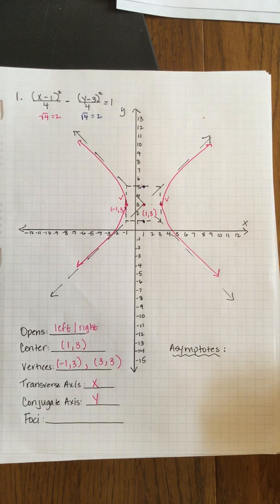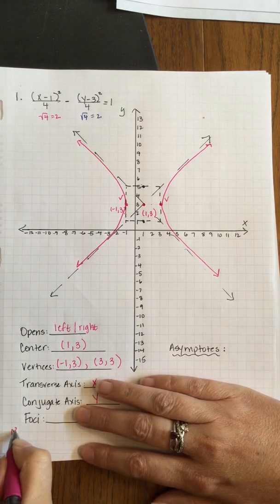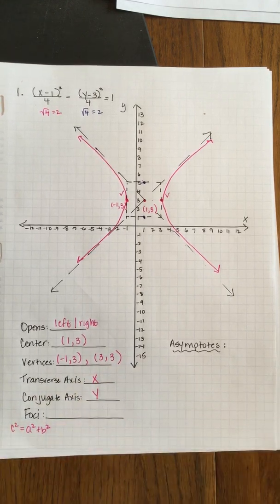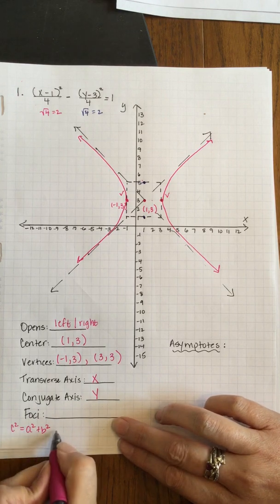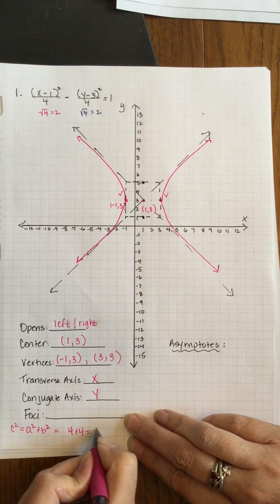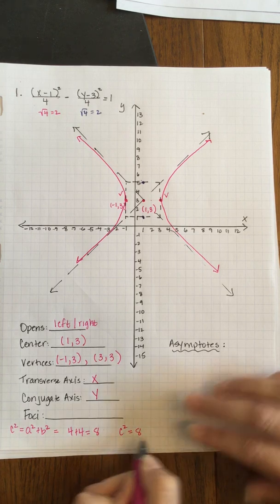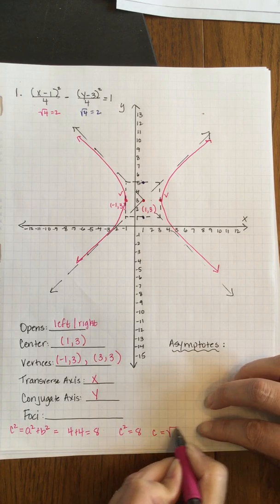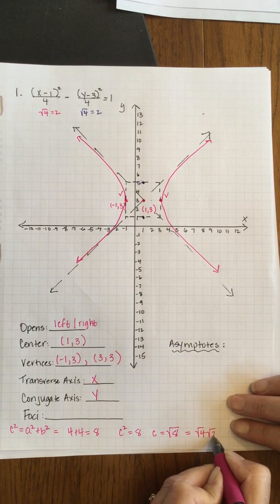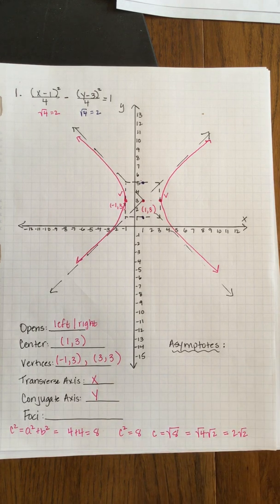Now we're going to calculate our foci. The way we calculate that is c squared is equal to a squared plus b squared. And so we are going to end up having 4 plus 4, which equals 8. So c squared equals 8, so c is going to equal the square root of 8, which is equal to the square root of 4 times the square root of 2. And so this is going to be equal to 2 radical 2. So that's my c value, 2 radical 2.